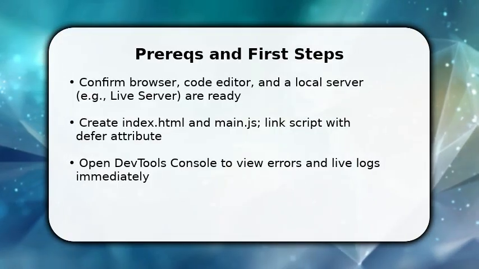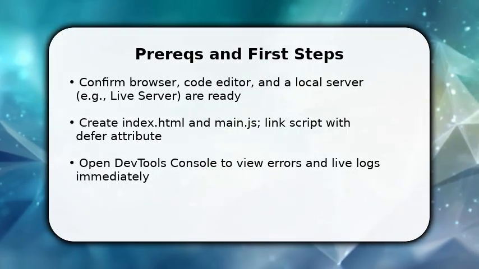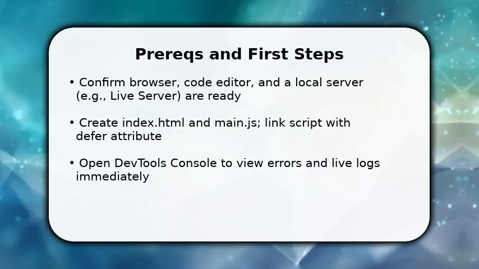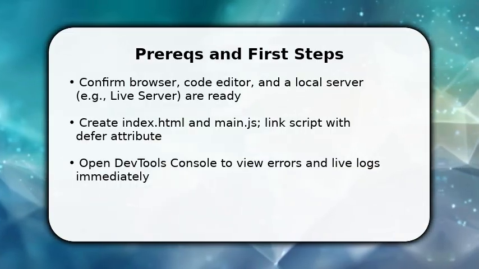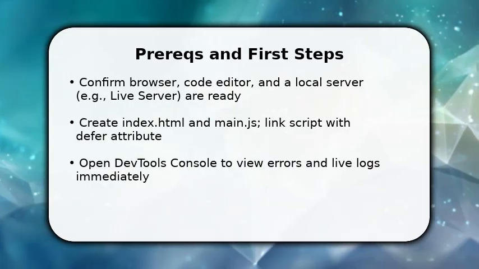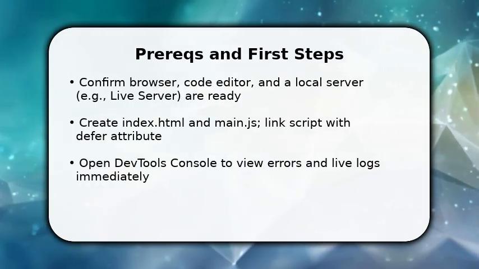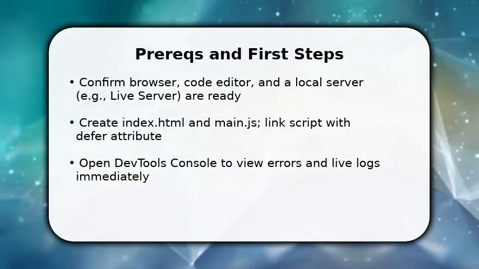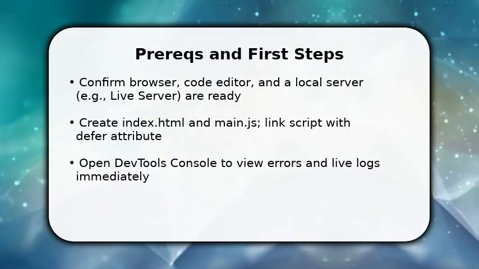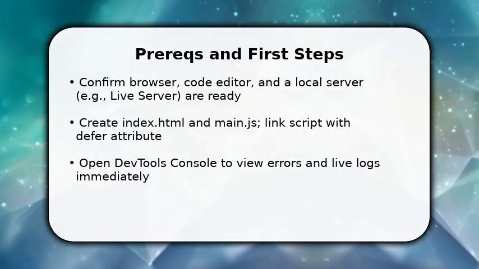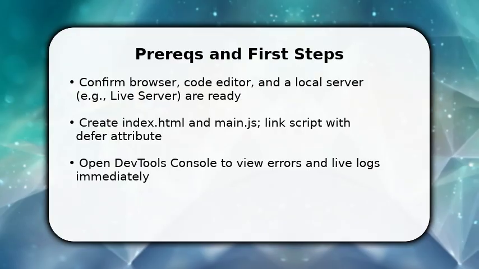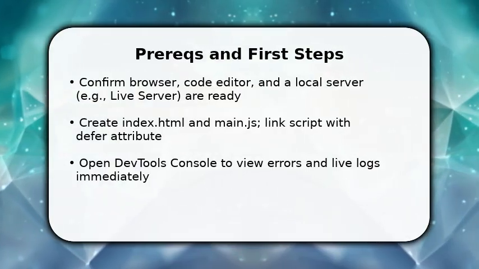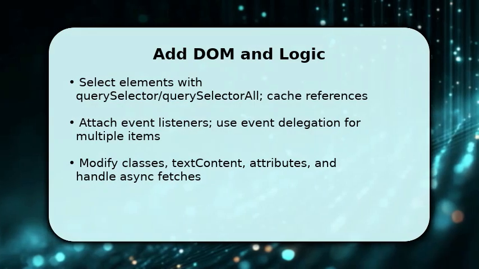You begin by preparing the minimum: a modern browser, an editor, and a local server. Create index.html and main.js now, and link the script with defer so HTML parses first. Once linked, write one console.log to verify the connection. This proves your pipeline works. Make sure to keep DevTools open so you see errors instantly. Doing this first avoids wasted time later and gives you a safe place to iterate quickly as you add real behavior.